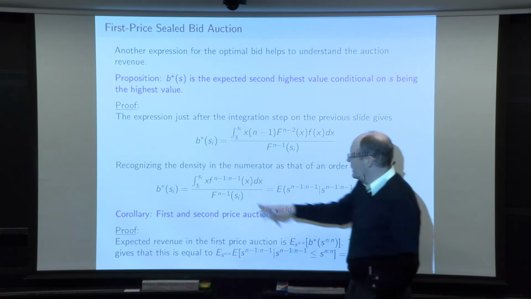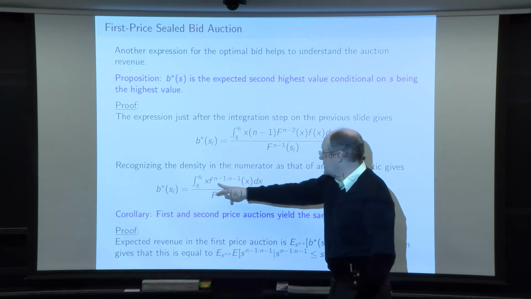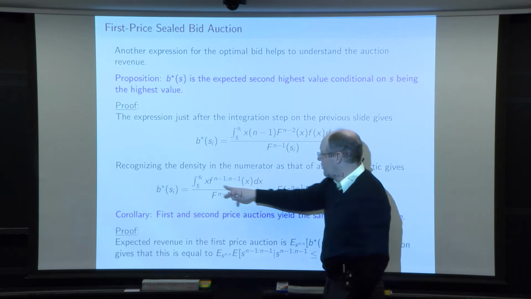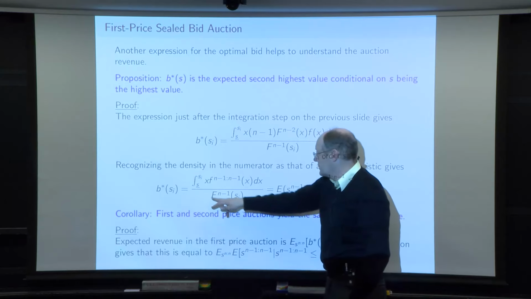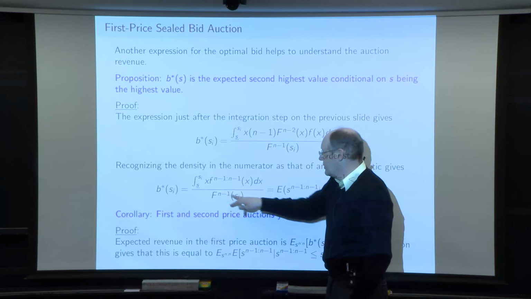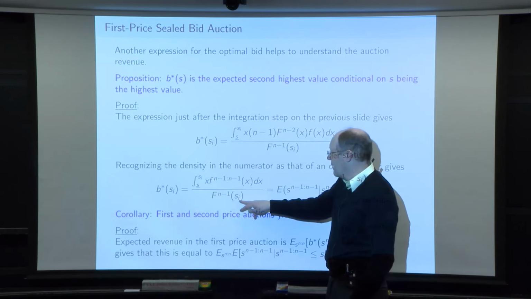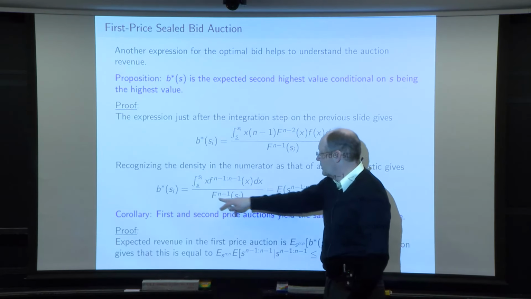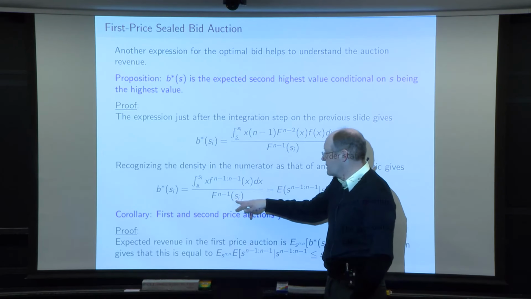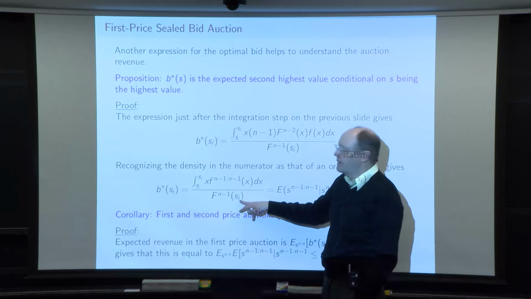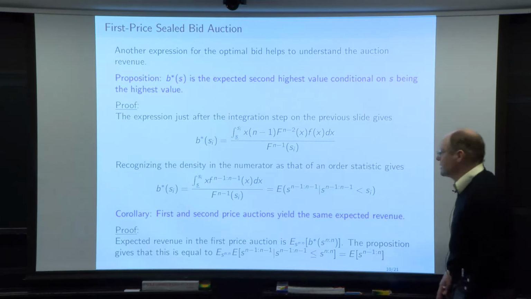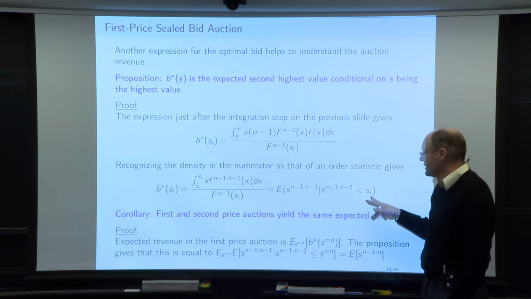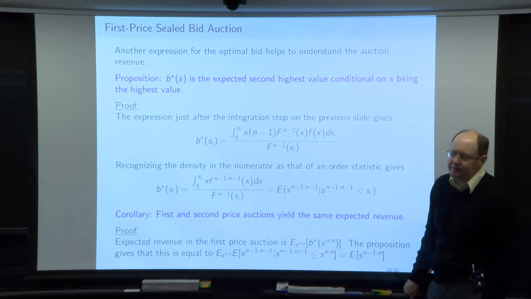And so I'm integrating x times the density of the highest of n minus 1 draws from F, from s lower bar up to capital S, and then I'm dividing by F to the n minus 1 of S. So when I divide by F to the n minus 1 of S, this is giving me this density conditional on the highest value being less than si. And so this is just the expected second highest bid conditional on the second highest bid being less than si.